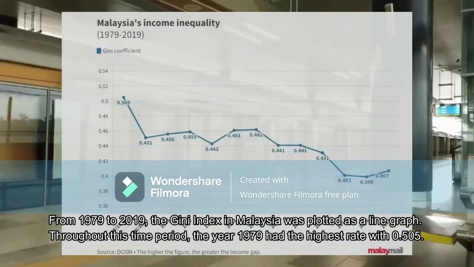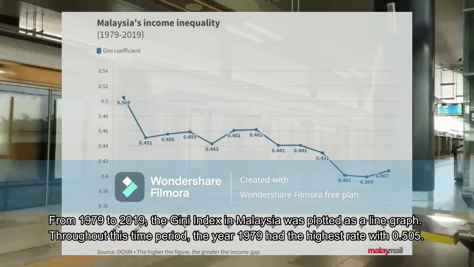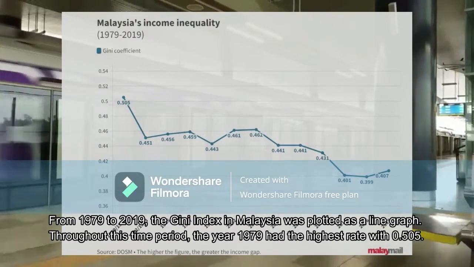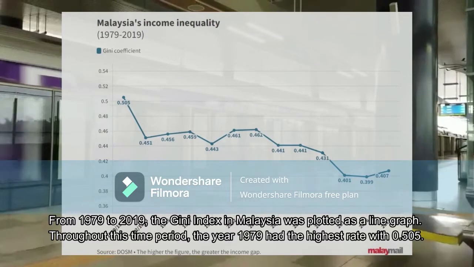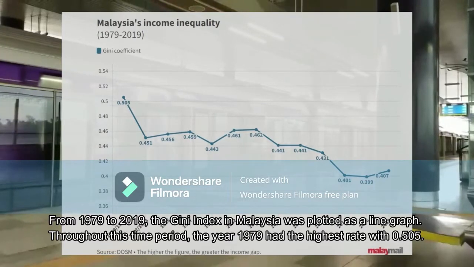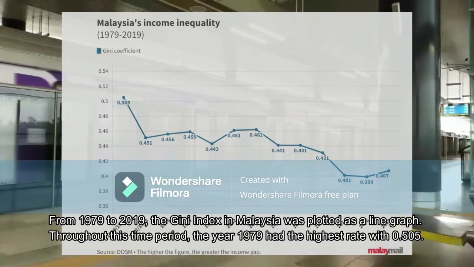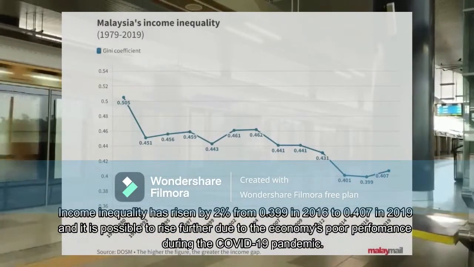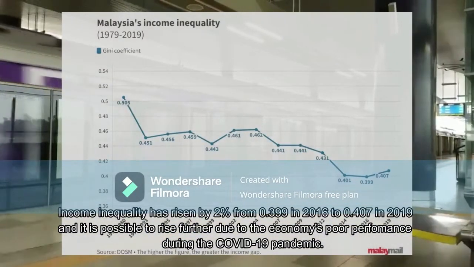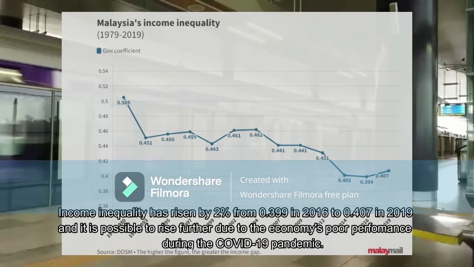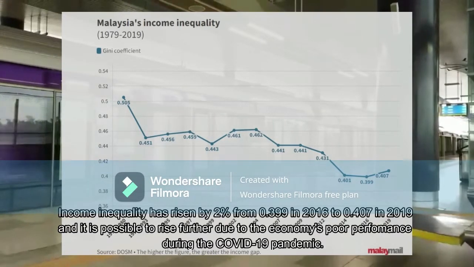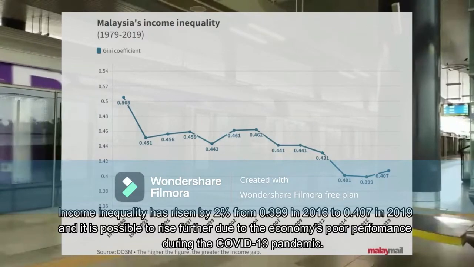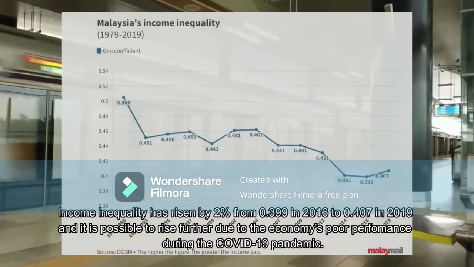From 1979 to 2019, the Gini index in Malaysia was plotted as a line graph. Throughout this time period, the year 1979 had the highest rate, at 0.505. Income inequality has risen by 2%, from 0.399 in 2016 to 0.407 in 2019, and it is possible that it will rise further due to the economy's poor performance during the COVID-19 pandemic.